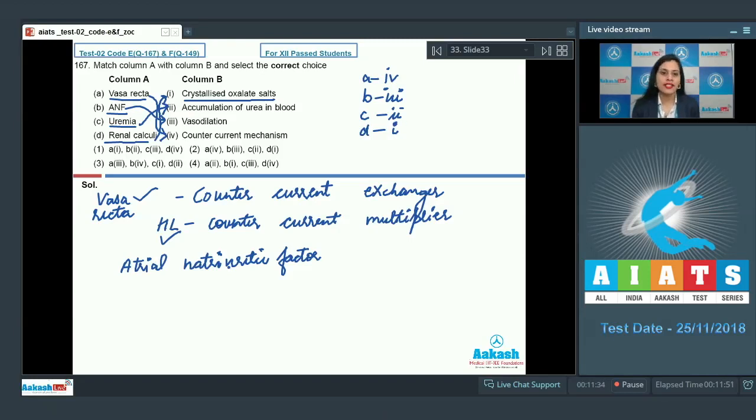So the correct answer for this question is option number 2, A with 4, B with 3, C with 2 and D with 1. The correct answer is option number 2. Let's move on to the next question.